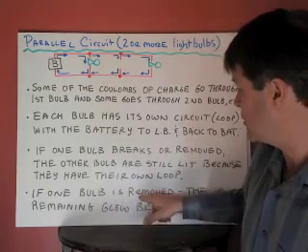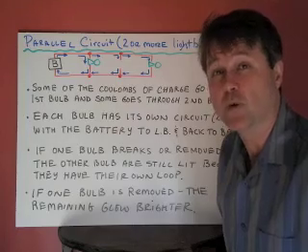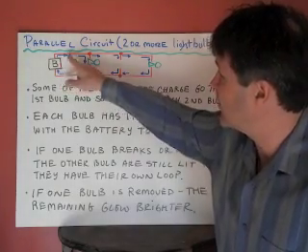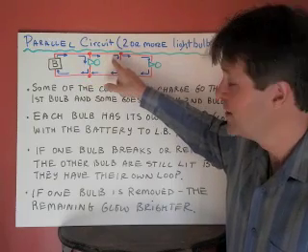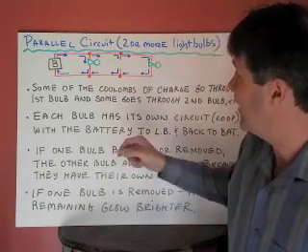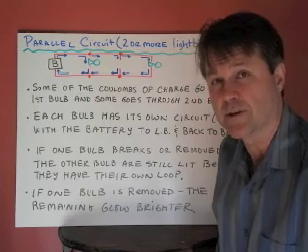Now, if one of the bulbs is removed, the remaining bulbs will actually glow brighter. You see, the current coming out of the battery here splits, and it was supposed to split here, but it doesn't. So that means that some of that current can continue on, and the light bulbs will glow brighter as a result.